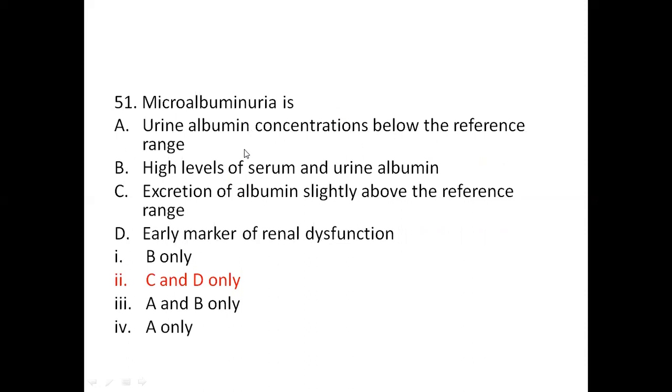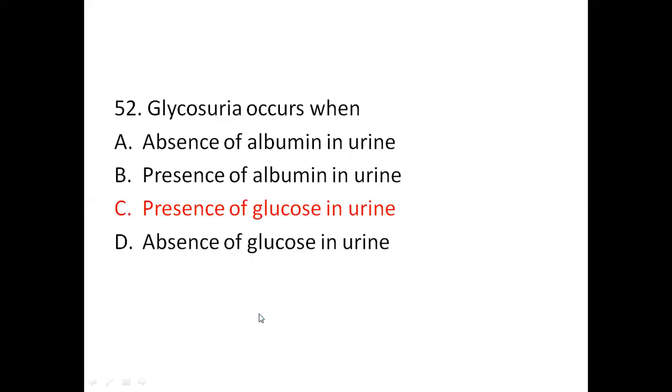What is microalbuminuria? It is the amount of urinary albumin which is greater than the normal value. The normal value should be less than 30 mg. If the value is in between 30 to 300 mg, then it is considered as microalbuminuria and it indicates early kidney disease. So the right answer is excretion of albumin slightly above the reference range and early marker of the renal dysfunction. So the right answer, option 2, C and D. Next.